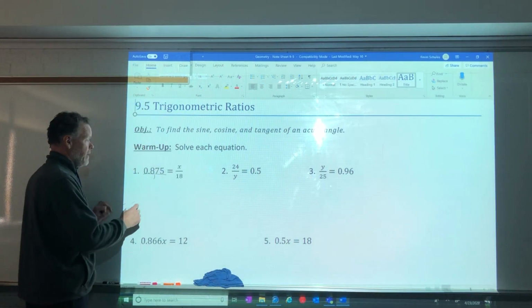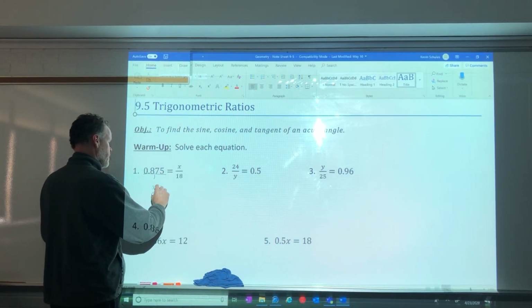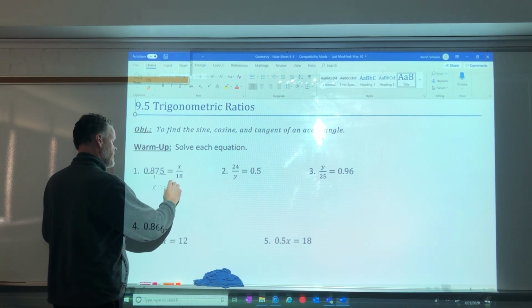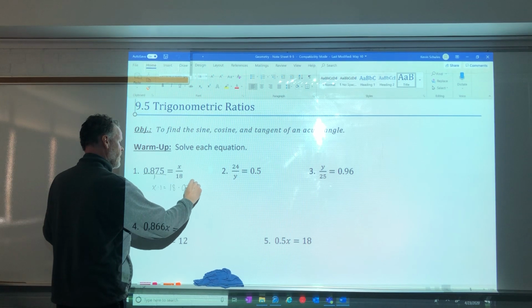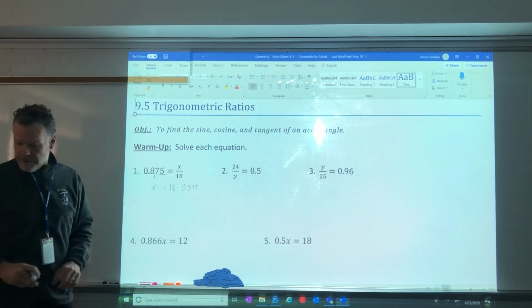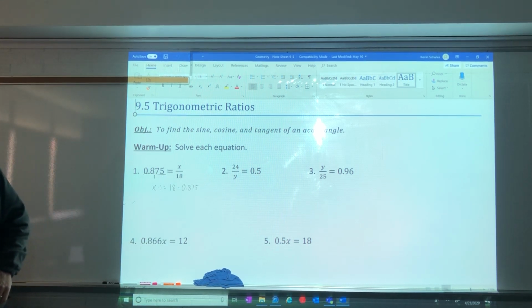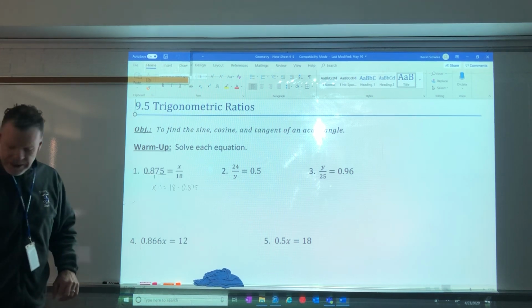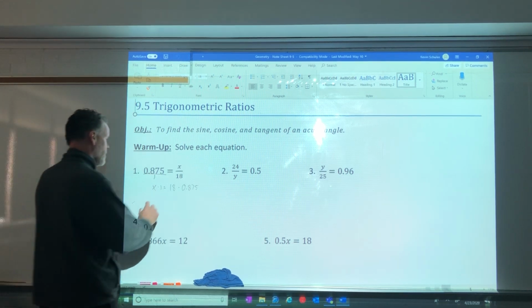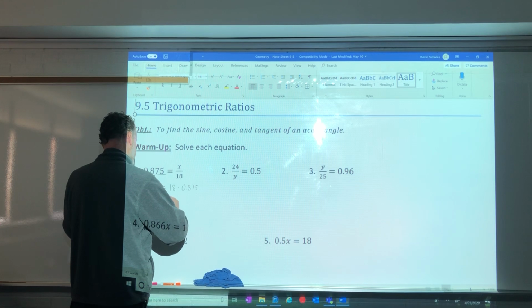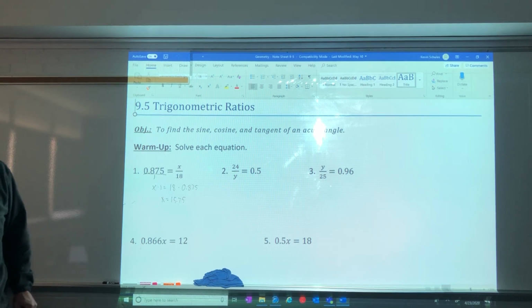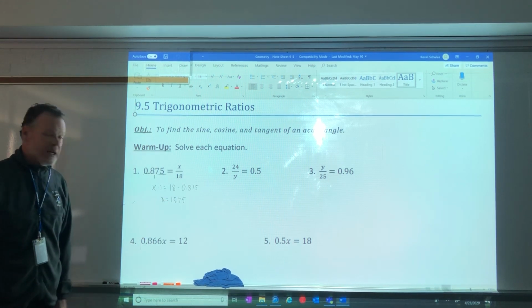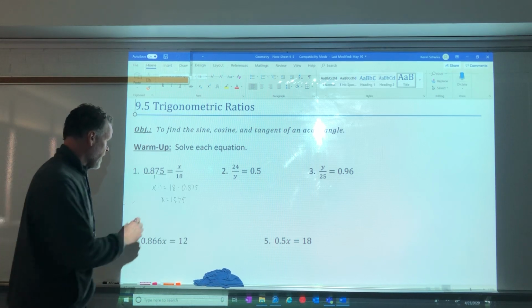So we're just going to get x times 1 equals 18 times 0.875. And when we multiply that out on the calculator, you're going to end up getting x equal to 15.75. X is going to equal 15.75. And if you want to round that to the tenths, that's not a problem. I just did this to the hundredths at 15.75.